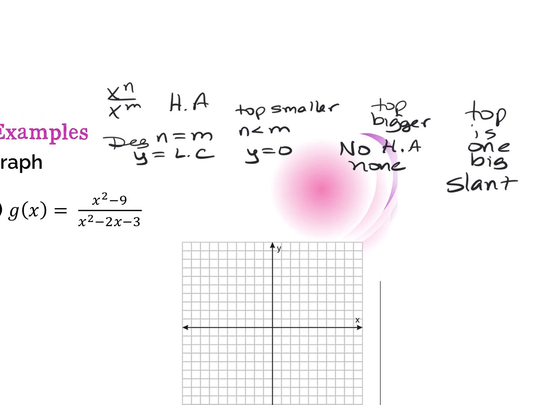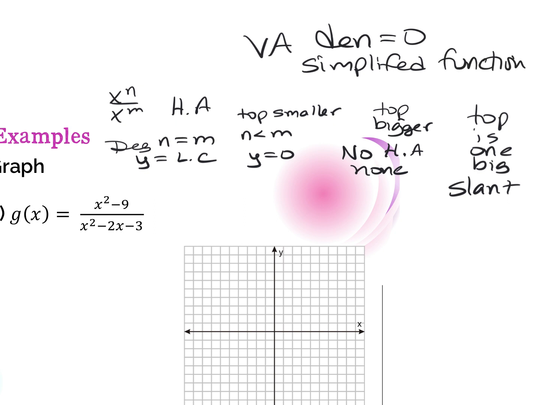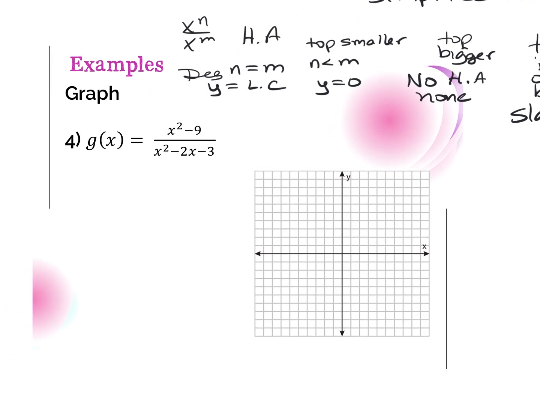Remember, for the vertical asymptote, all we're going to do is set the denominator equal to 0. But what we're setting to 0 is the simplified function. So let's go ahead and do the first one. For the horizontal, we don't need to simplify. We're going to look at the degrees.